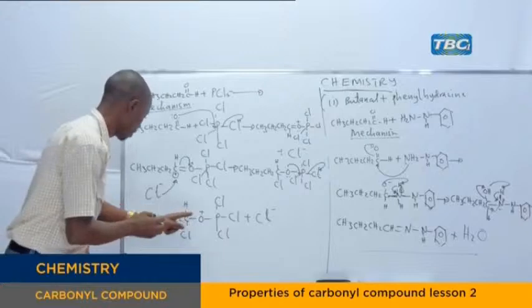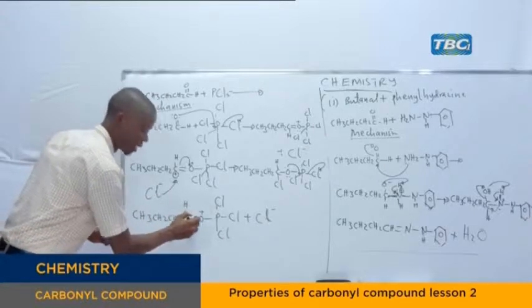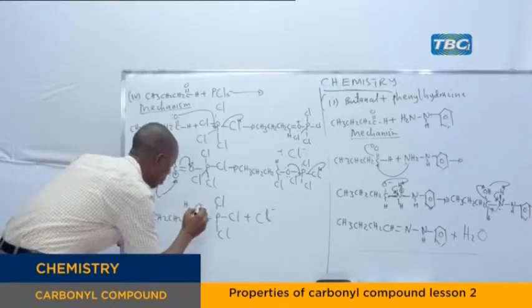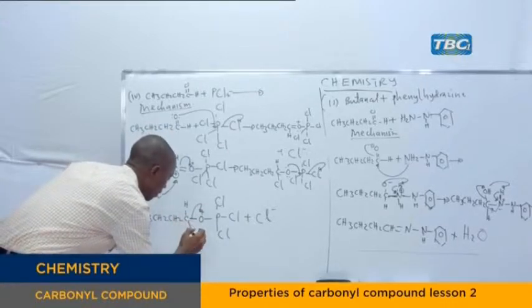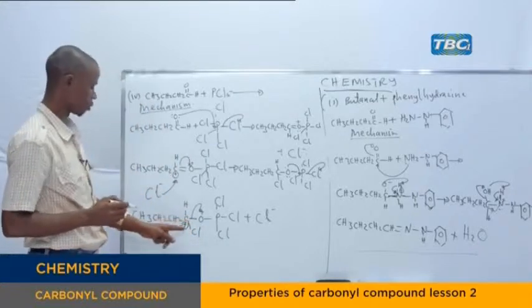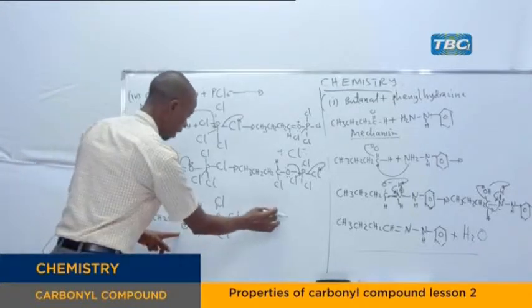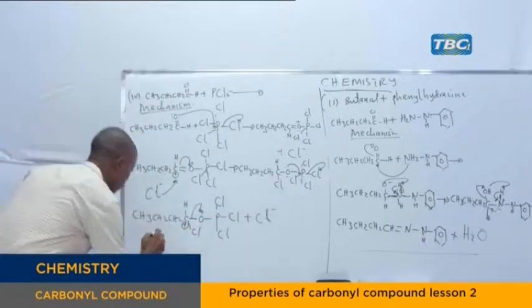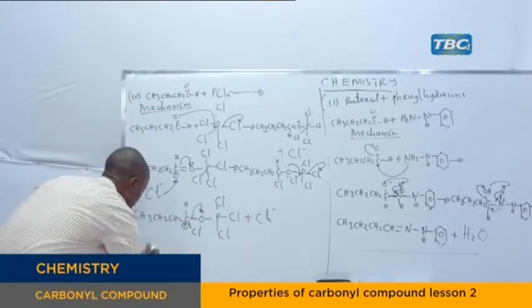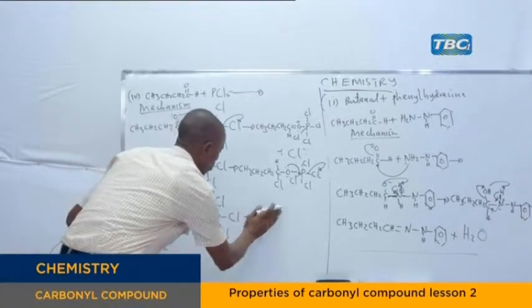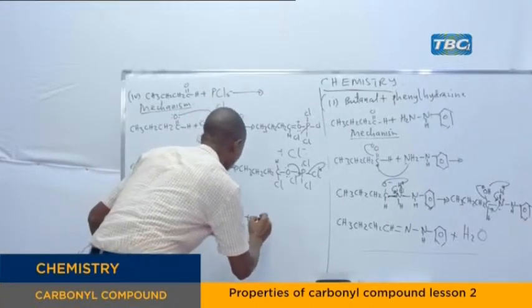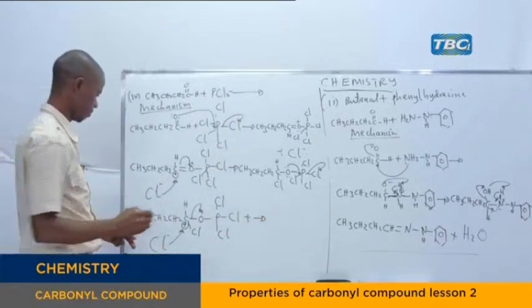To stabilize this one, this bond will break. When it breaks, the electrons will be taken here. This will be negatively charged. This one positively charged, sorry, because it loses the electron. Now this chloride ion formed will come and attack this one to stabilize this positive charge. So at the end, we are going to form the following product.